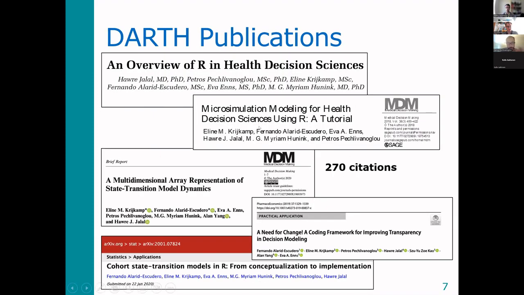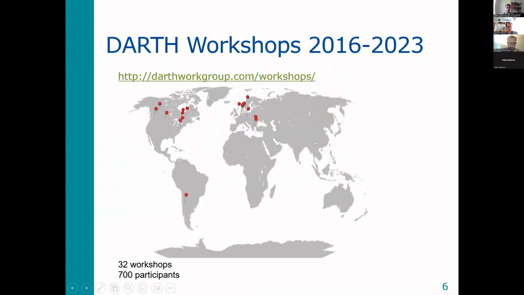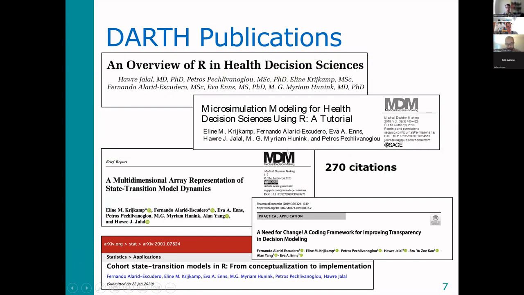Since then, as Howard mentioned, we've published a number of papers on how to build and structure models, and some little tricks about how to build a model that allows you to, for example, handle time more easily, and an overview of the use of R in health decision sciences, which is now maybe 7 years old. If you were to rewrite this paper, there would hopefully be a lot of changes in it. Quite encouragingly, about 270 people used the papers, especially the microsimulation paper, and it's a nice feeling to see that others are being helped by the work you've put out.